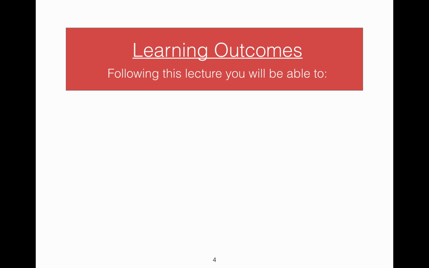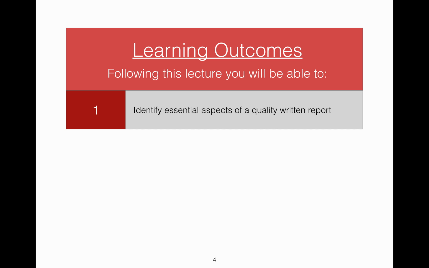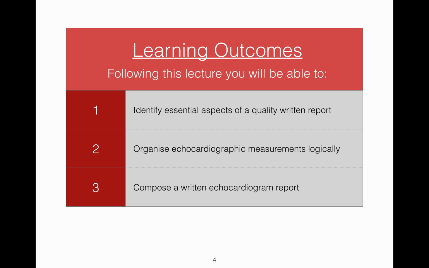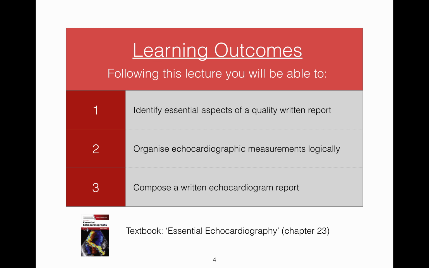The learning outcomes. Following the lecture, you'll be able to identify essential aspects of a quality written report, organize echocardiographic measurements logically, and thirdly, compose a written echocardiogram report. Chapter 23 of Essential Echocardiography is the required reading for this lecture.